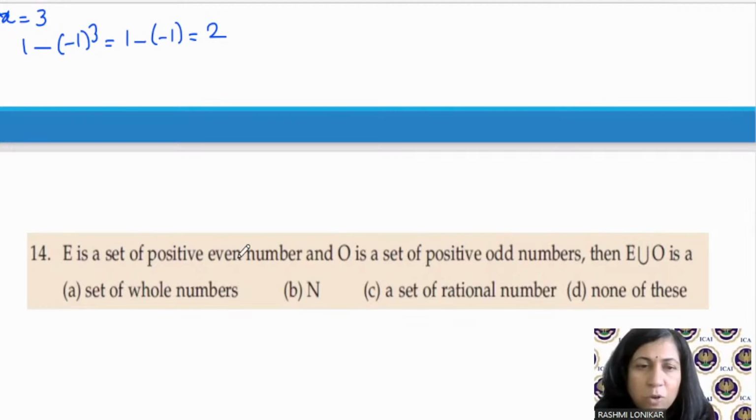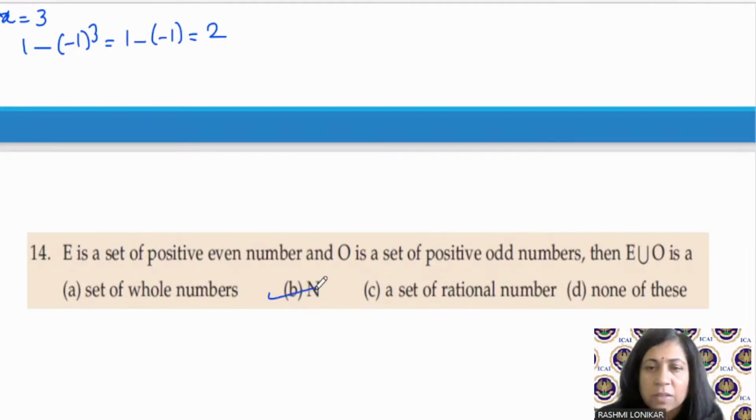E is a set of positive even numbers and O is a set of positive odd numbers. Then E union O will be the set of natural numbers. It is a set of all natural numbers, because E is a set of positive even numbers, that is 2, 4, 6, 8, 10, and O is a set of all positive odd numbers, that is 1, 3, 5, 7. So this will be the answer.